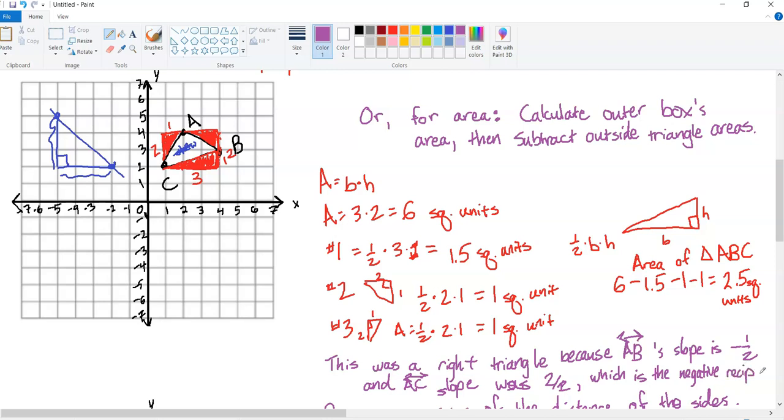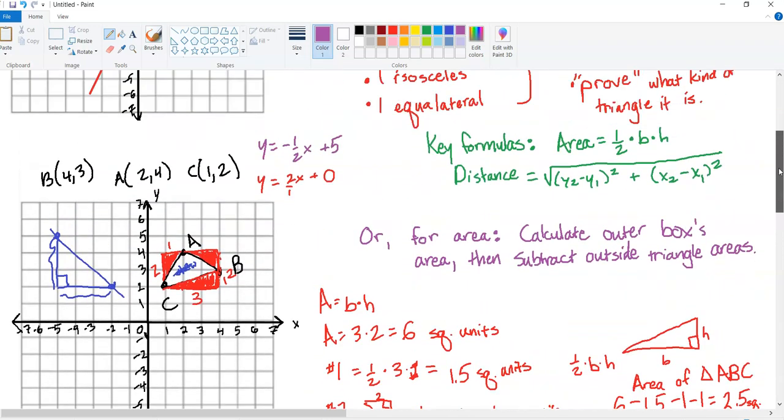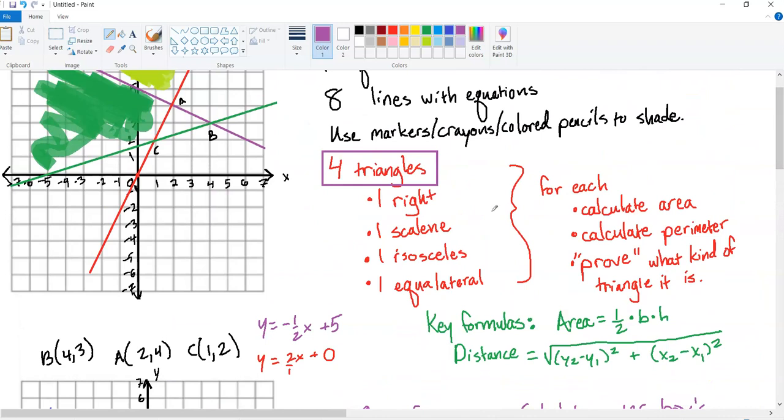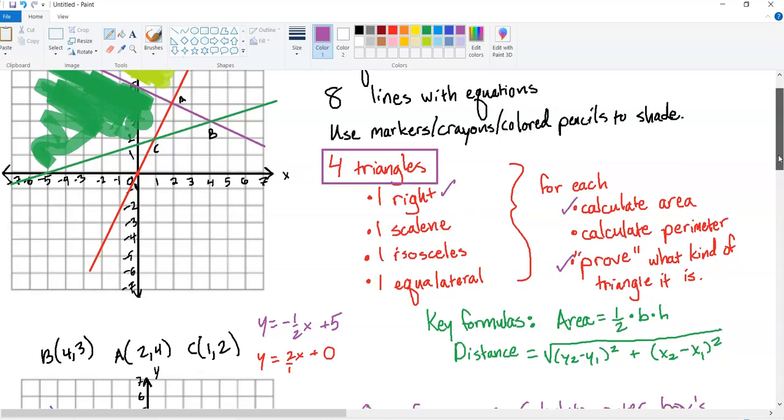I'll abbreviate that for this video, reciprocal. So that would qualify as saying, what have I done so far? I've covered my one triangle, the right triangle. I have calculated the area, and I've proved what kind of triangle it was. I proved that that was a right triangle. My last step is calculating perimeter.